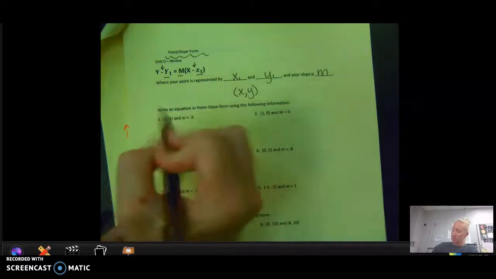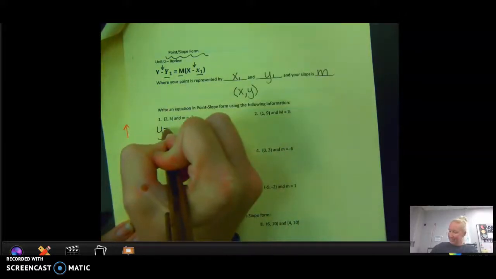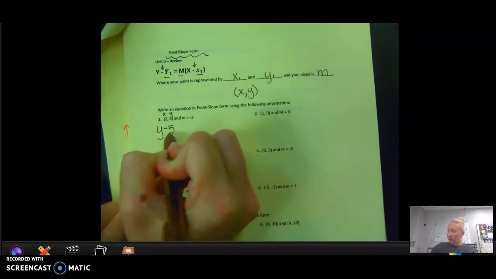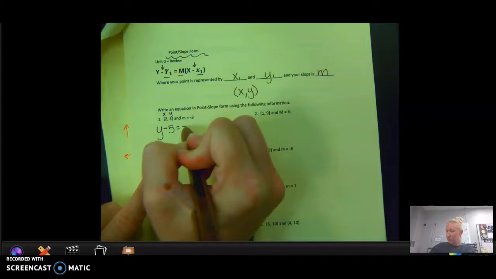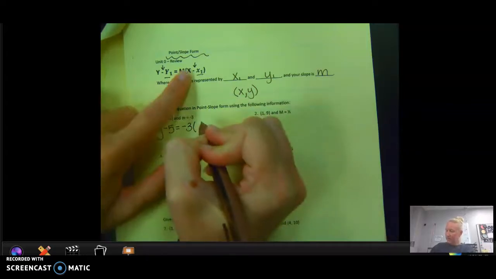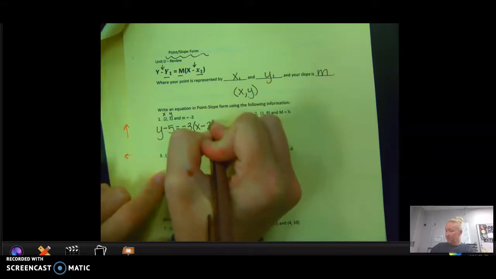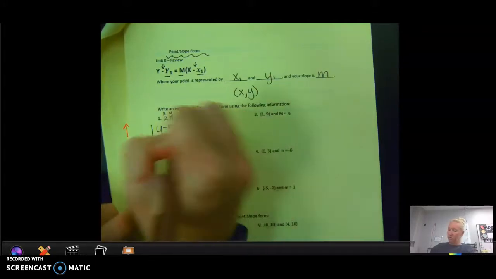So we're going to take this. That first y always stays as y. Then it becomes minus. Remember, this is an xy point, so we're going to use our y values because it's y minus y, so y minus 5 equals m, my slope, negative 3. Parentheses, we keep x there, but we do minus my x value of 2. That is point slope form.